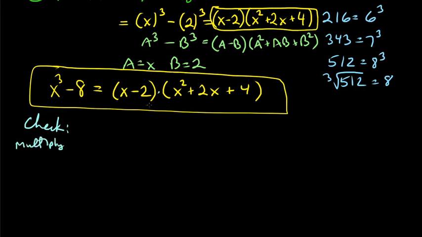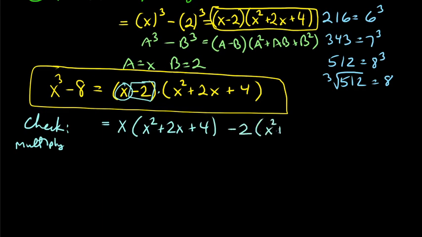And this is not an easy multiply because, well, it's not FOIL because there's 3 terms here. It's not just 2. So here's how I would do it. I would take the x first and multiply by the entire trinomial, and then the negative 2 also times the entire second trinomial. So now you're just distributing. X times x squared is x cubed. X times 2x is 2x squared. And x times 4 is 4x.